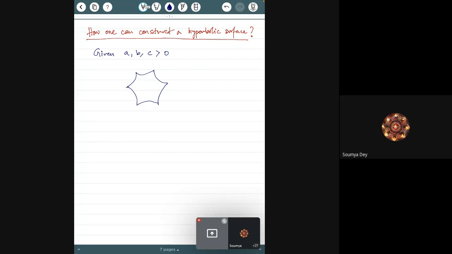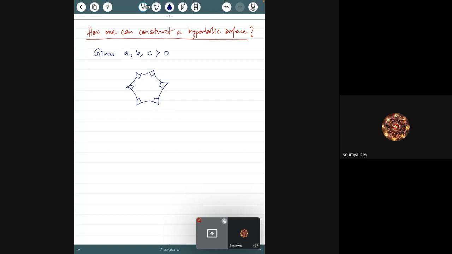Okay, so this is a hexagon in H2, and by right angled hexagon means these angles are pi by 2. Okay, so what is the statement we are talking about?